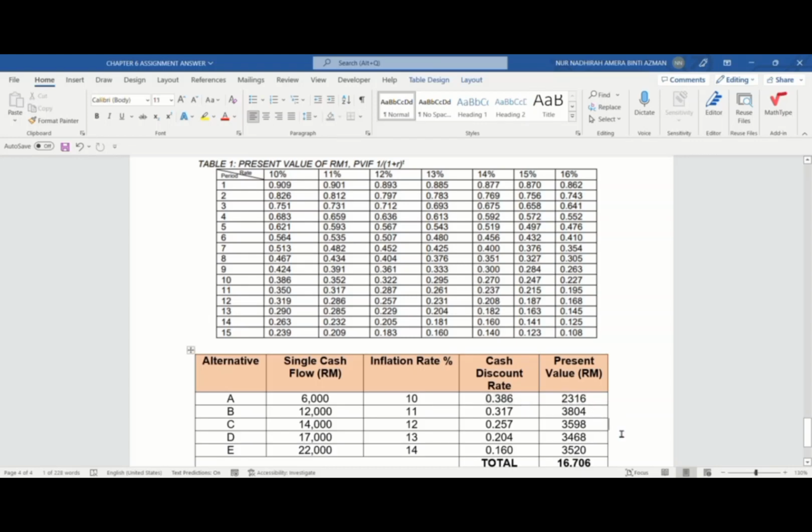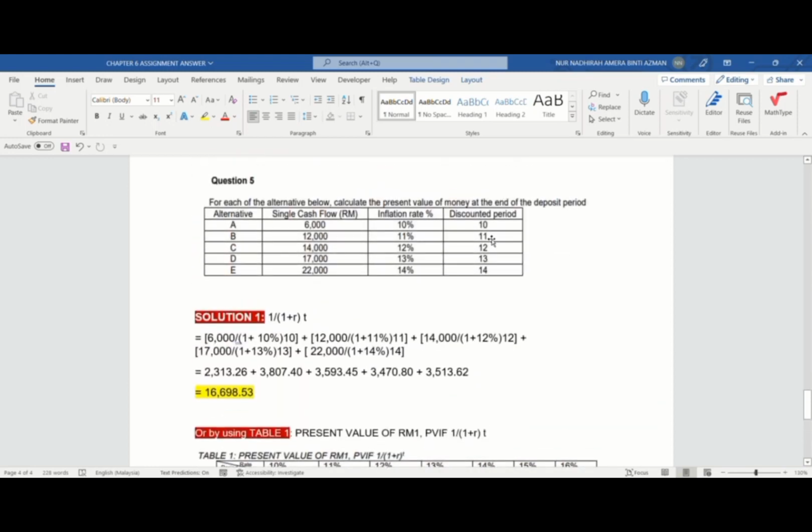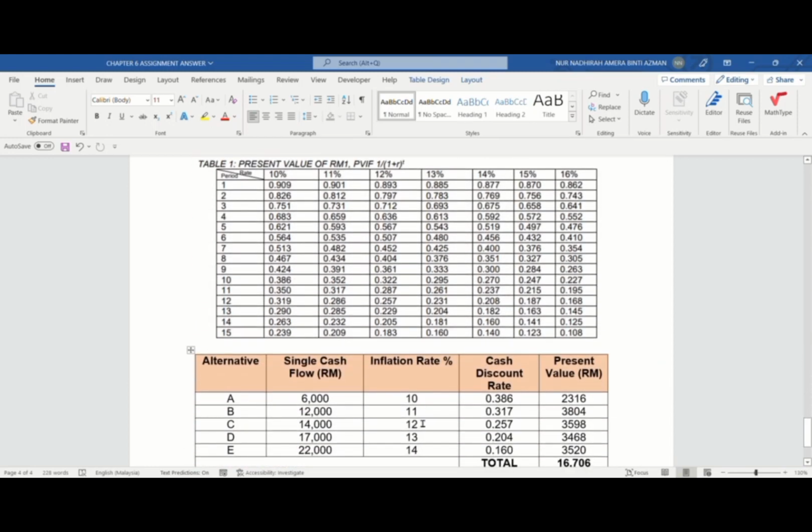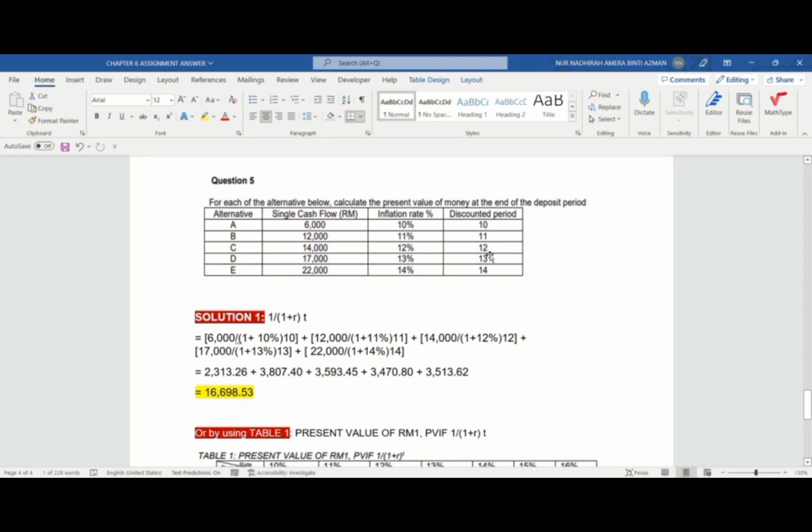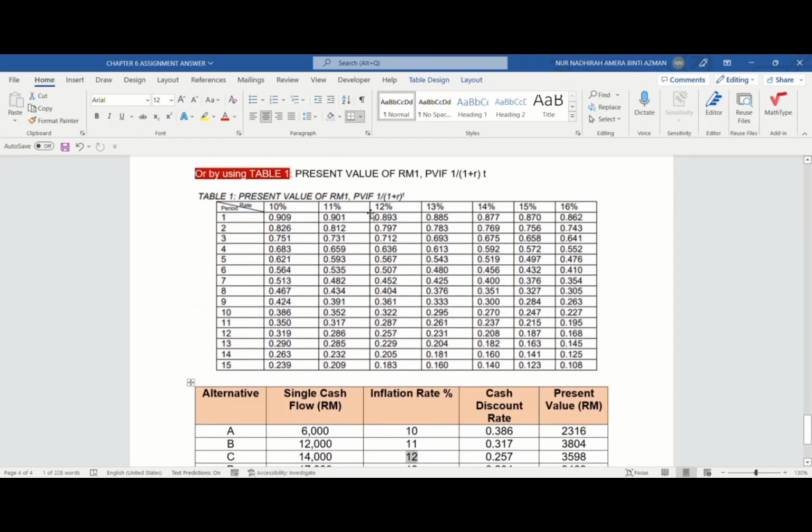For alternative B, the single cash flow is 12,000 and the interest rate is 11%. The discounted period here is 11. So for the interest rate of 11% and discounted period of 11, it is 0.317. And 12,000 times 0.317 will be 3,804. For alternative C, the single cash flow is 14,000 and the interest rate is 12%. The discounted period is 12. Therefore, you look at the table for 12% and discounted period 12, which is 0.257.